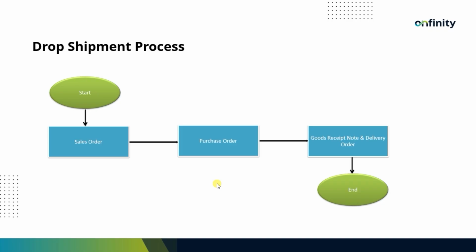After completing the GRN, the system automatically generates a delivery order. This delivery order is mapped back to the sales order, marking it as fulfilled.